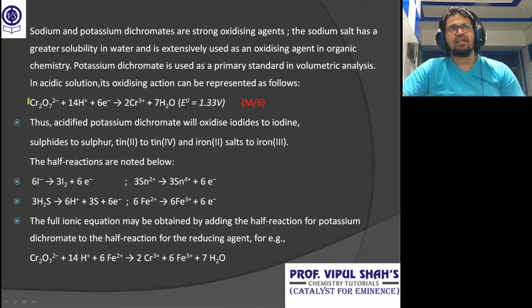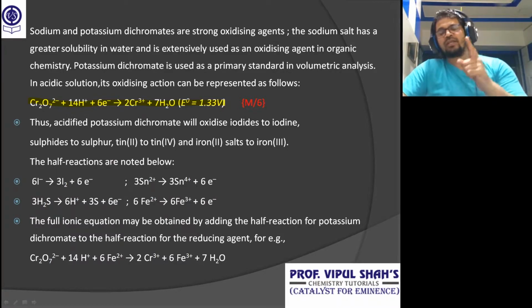Observe this carefully. Dichromate reacting with H+. H+ means what, people? In an acidic medium, it gains 6 electrons and gets converted to Cr3+, and the electrode potential value is there. People, gain of electrons is reduction. E0 is positive, meaning in the SRP series, it is placed above hydrogen. Now very important, dichromate in an acidic medium gets converted to Cr3+.